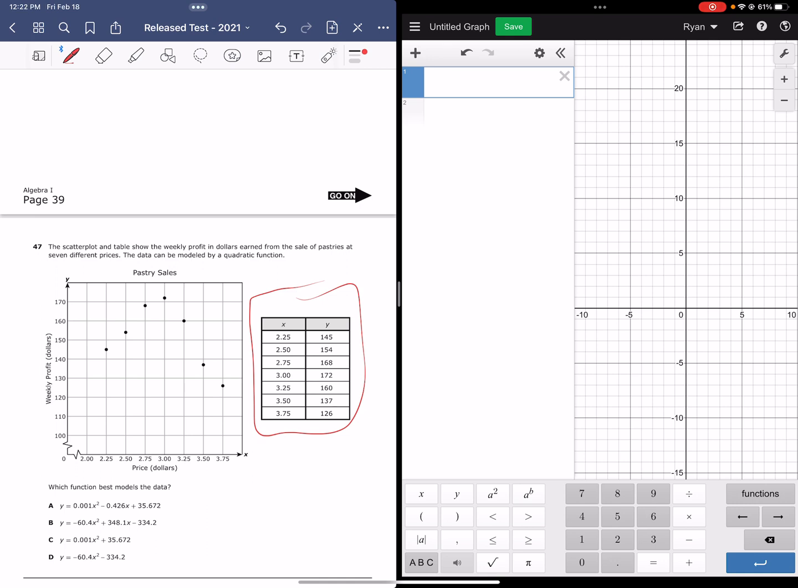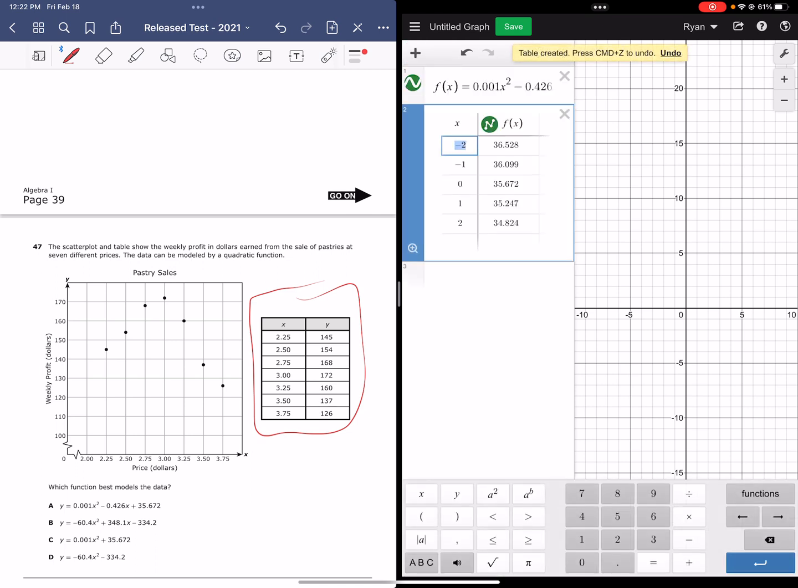I'm going to start with the first answer choice that says y equals and then gives me a quadratic. If you can remember to type it in as f of x equals, this will actually save you some time in Desmos, and you'll see what I mean here in just a second. So I'm going to make sure that I do not have a typo as I type this in, 35.672. Then I want to convert this to a table. So I'm going to edit list and hit convert to table.